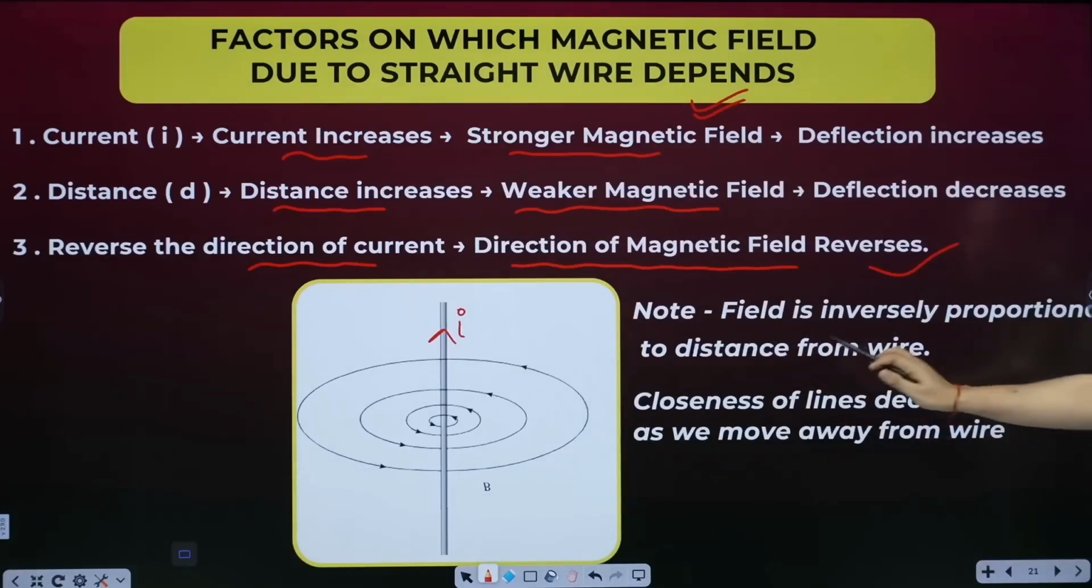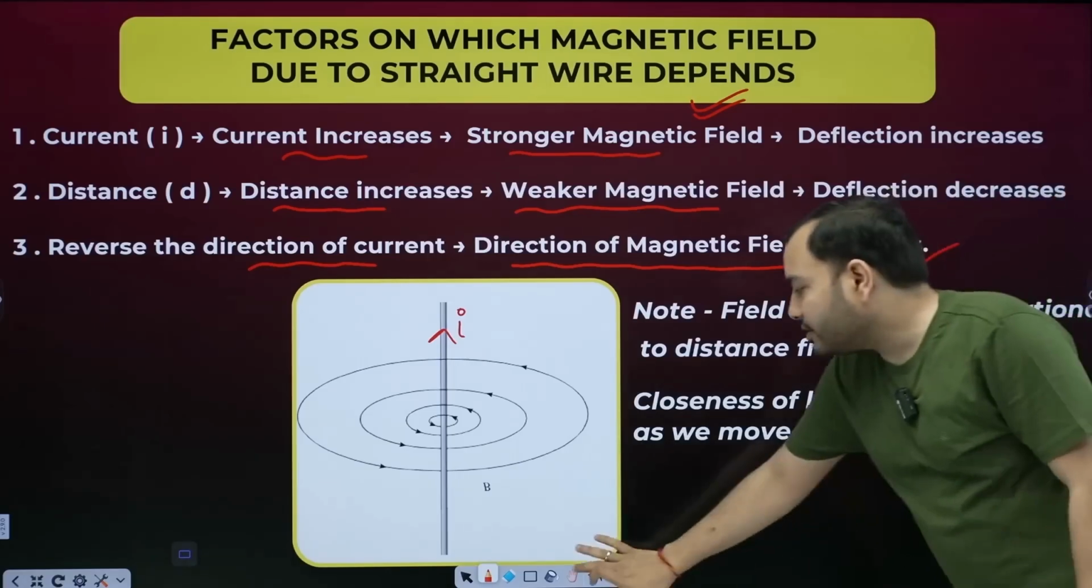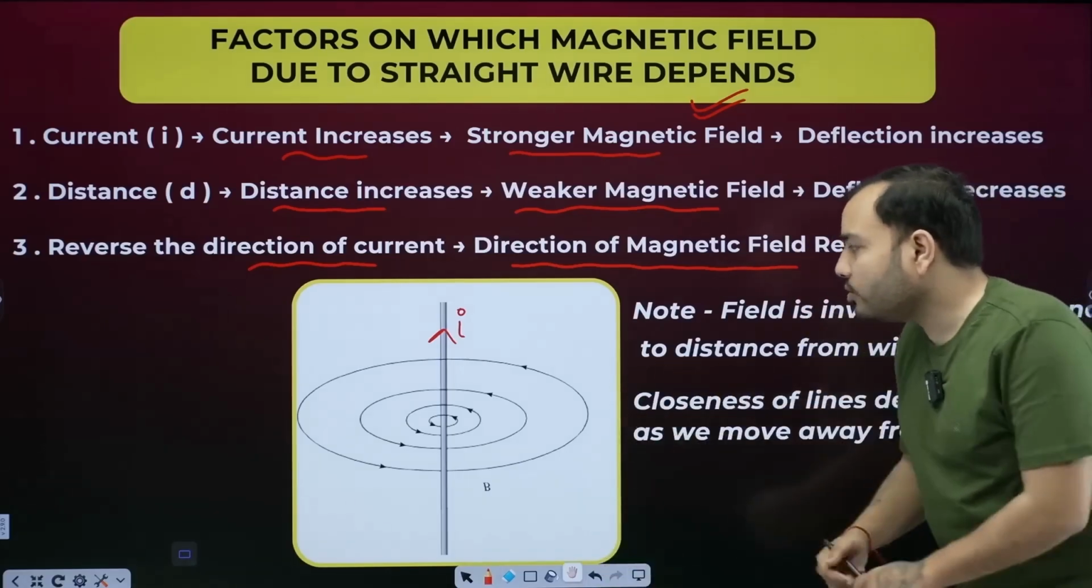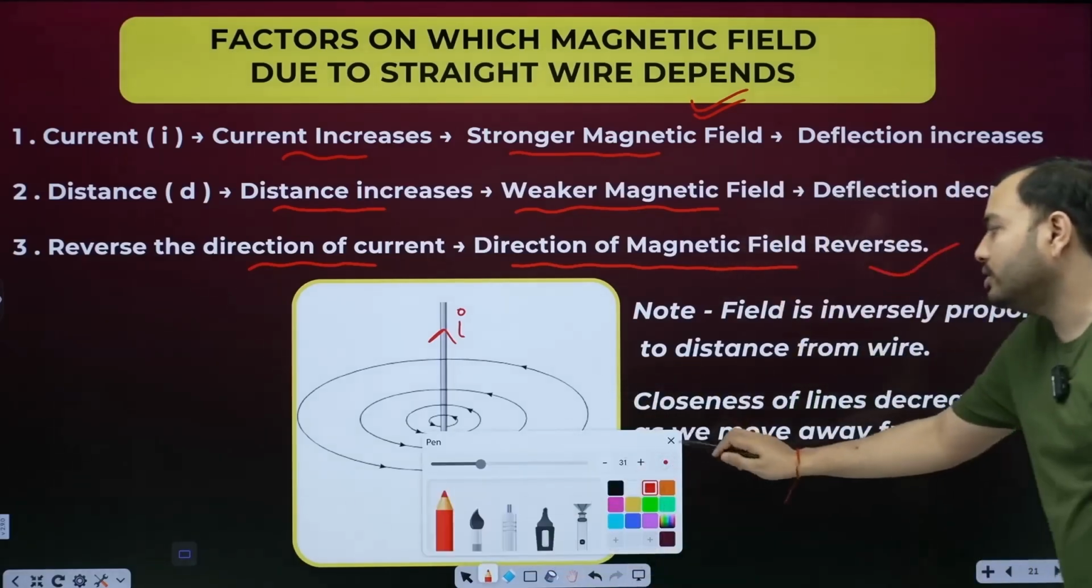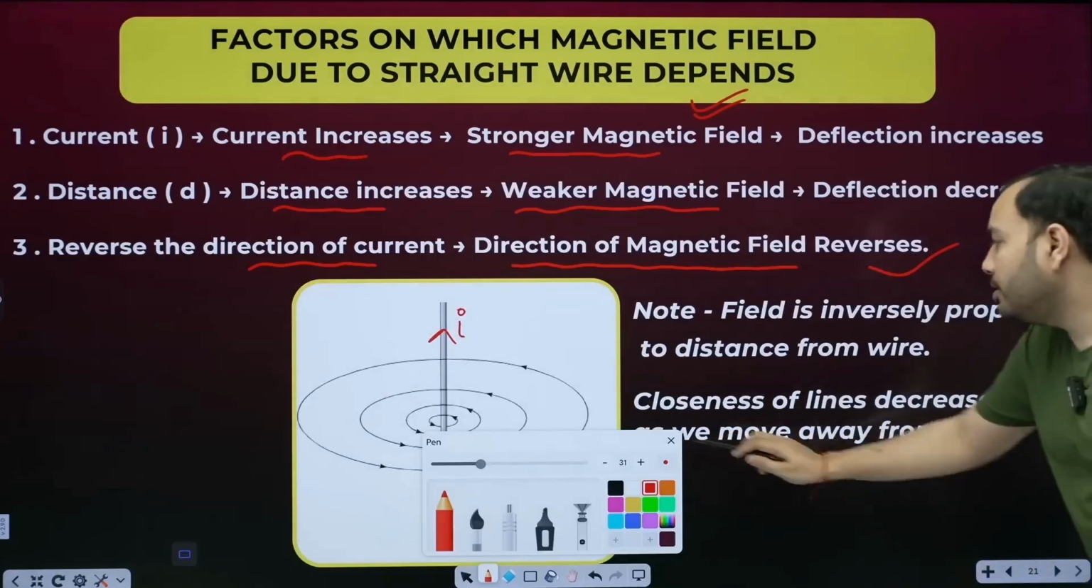Field is inversely proportional to distance from the wire. The further you go away from the wire, what would happen to the field? It would get weaker. Okay.